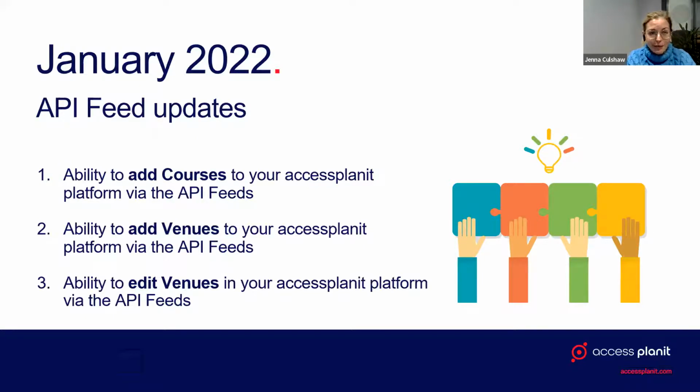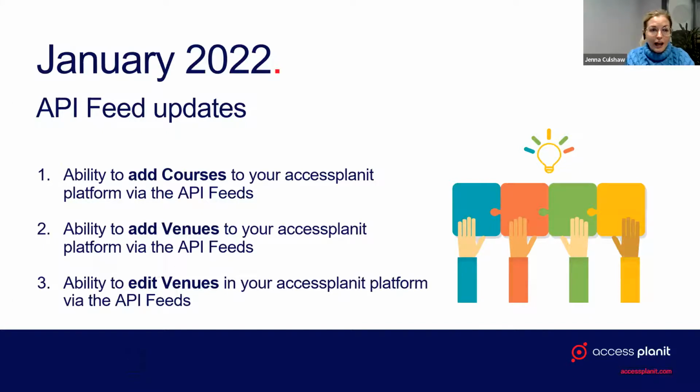So that's Google. The next one was 3 major updates to APIs this quarter. So you can now set up an integration to add courses and venues into your accessplanit platform, and you can also allow an integration to edit venues that already exist in your accessplanit platform. So these additions are really helpful if you've been looking to integrate with a CRM, maybe a sales platform, or a VLE like Totara, or an event venue management system.